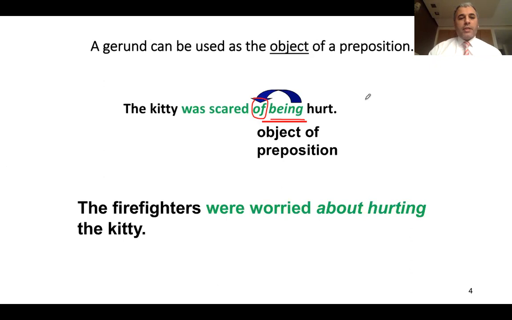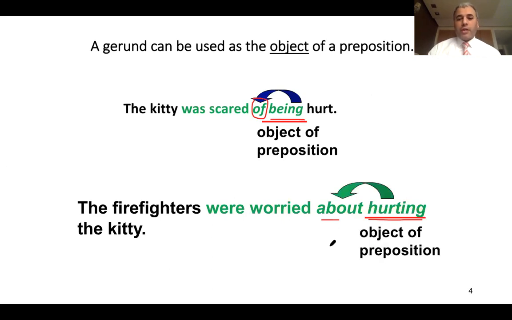Another example for you is: the firefighters were worried about hurting the kitty. So here again, we have a gerund after about, and this gerund is used as the object of the preposition about, and we know that only nouns can function in this way. So hurting is the object of the preposition. So these are the functions for which gerunds are used.